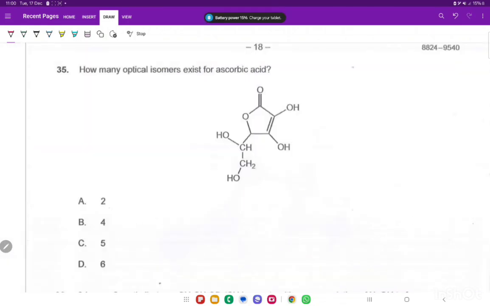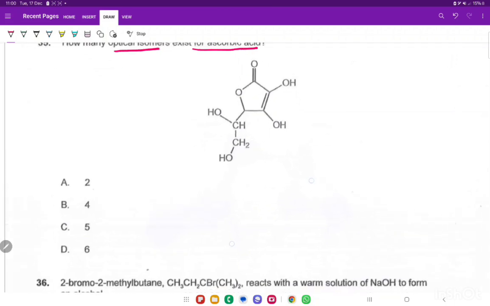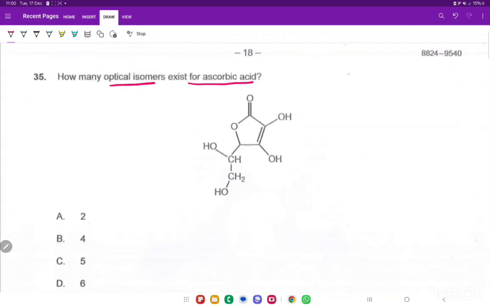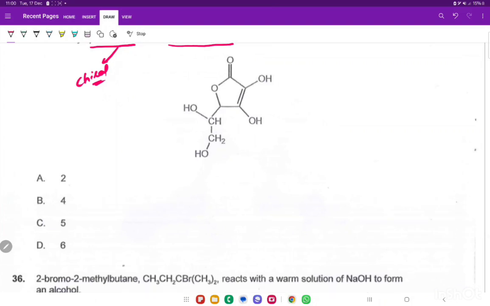Next is, how many optical isomers exist for ascorbic acid? The structure of ascorbic acid is given to us and he is asking about optical isomers. For identifying optical isomers, we should look for chiral carbons or chiral centers. If I see this compound, here is a carbon atom, and on this carbon, one side an OH group is present, one side this alicyclic chain is present, one side contains H and one contains CH2. It means this is my chiral carbon. This CH2 is not a chiral carbon. Why? Because it contains two hydrogen atoms which are identical.